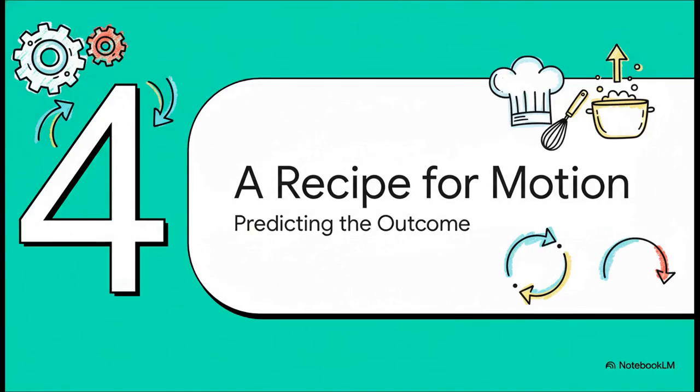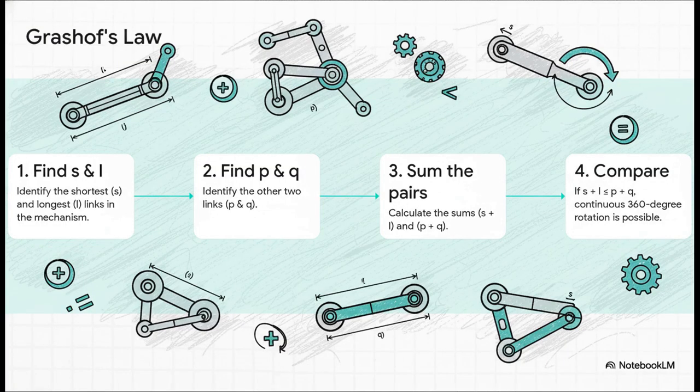But just by looking at the parts, how do we know how it's going to move? Is that input crank going to be able to spin all the way around, or will it just rock back and forth? Luckily for us, engineers have a kind of secret recipe they use to predict exactly what's going to happen without ever having to build a thing. It's called Grashof's Law. And again, don't let the name intimidate you. It's just a super simple 4-step test.